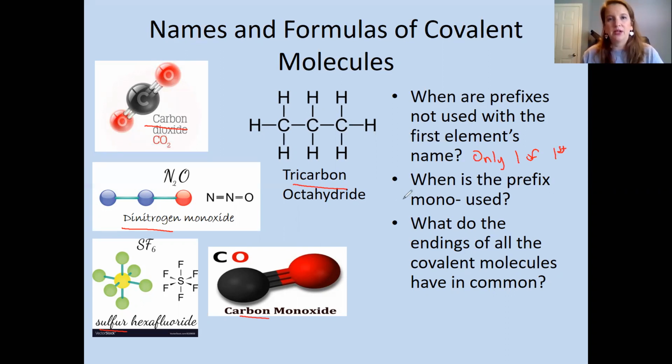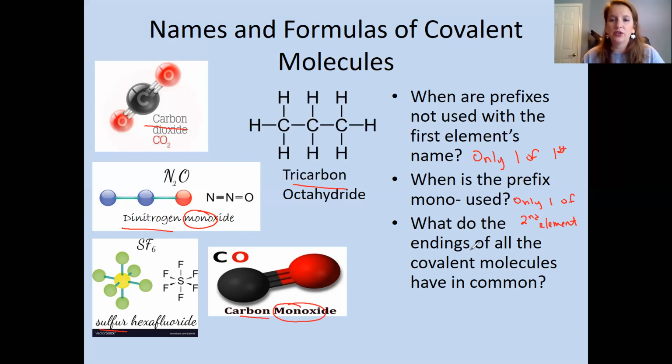When is the prefix mono used then? Let's take a look and see where we have mono. So we have mono here, and we have mono here. We use the prefix mono if there's only one of the second element, because we don't use the mono on the first element. Notice we didn't use it with monocarbon dioxide. Nope, nope, nope. It's only used if there's only one of the second element.